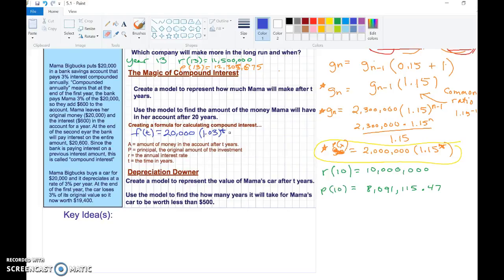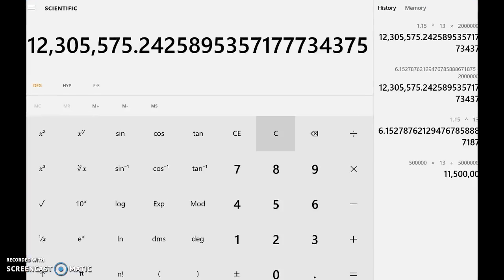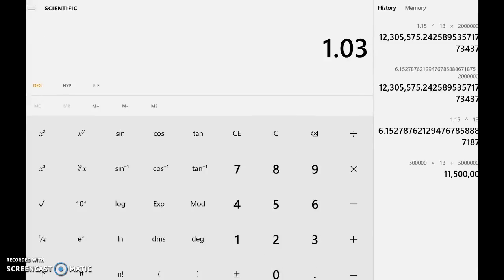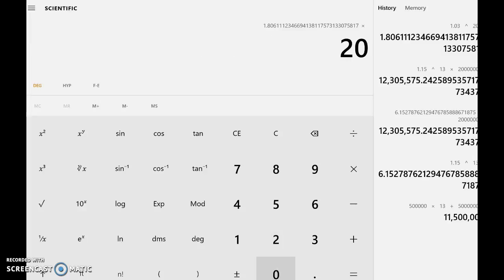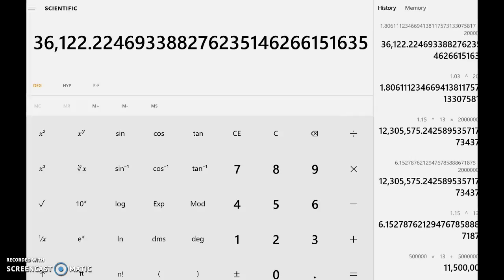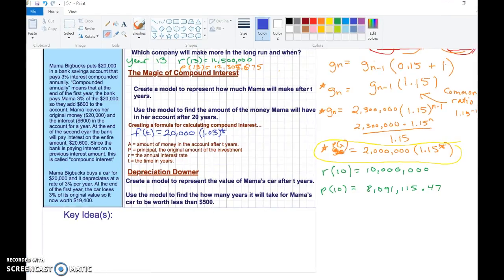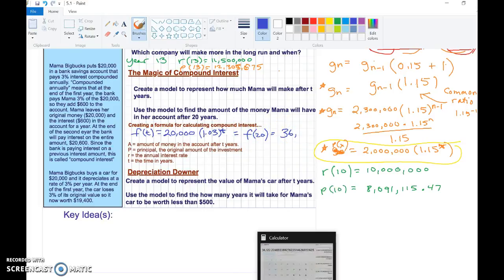So now we just have to figure out how much she will make after 20 years. If I go to my calculator, 1.03 to the 20th power is going to give me 1.80, and I multiply that by 20,000. She will make $36,122.22. So we'll just round it to $36,122. So after 20 years, f of 20 equals 36,122.